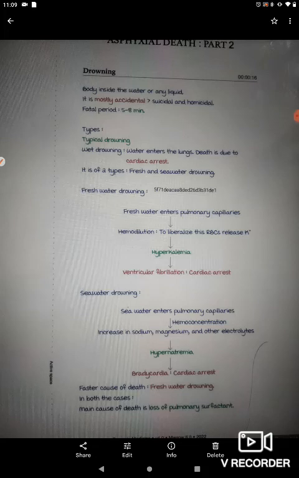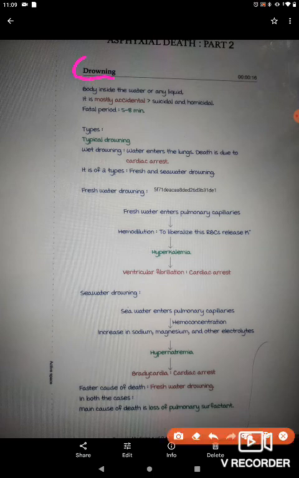In this video we will see the different asphyxial deaths. First we will see drowning. What is drowning? Drowning is mostly inside water: sinking or submerging inside water or any other fluid. So not just water, any other fluid. In drowning, the fatal period is 5 to 8 minutes.